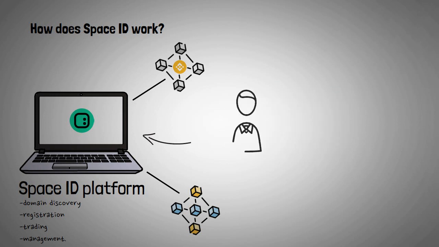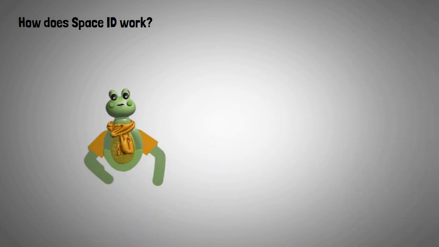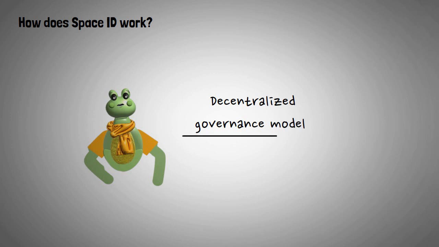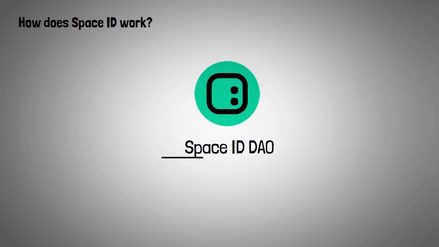And if you're a developer looking to build on top of the Space ID ecosystem, there's even a Web3 name SDK and API to help you get started. Of course, no cutting-edge project would be complete without a decentralized governance model to ensure that it remains fair, transparent, and community-driven. And that's where the Space ID DAO comes in.